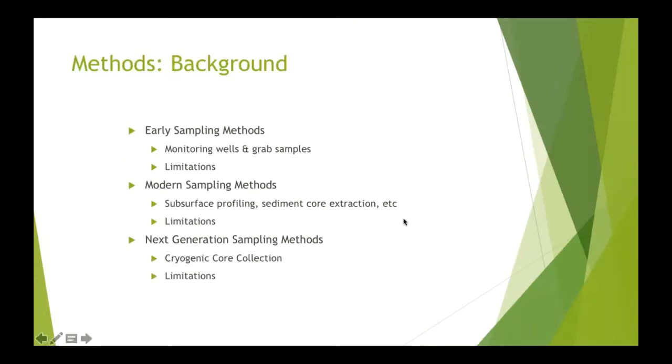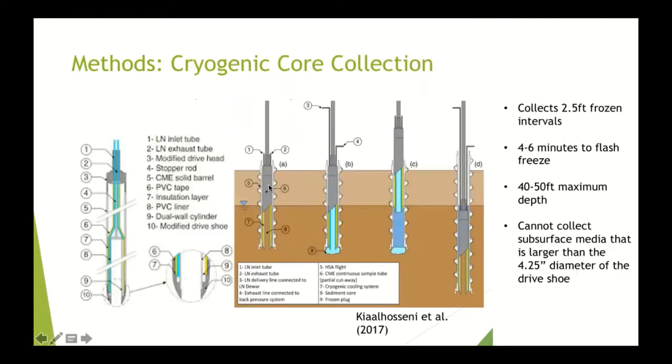A quick background. Borehole sampling through early methods was essentially single sampling from monitoring wells with grab samples. Resolution was in meters or more, which really isn't enough. Modern methods like subsurface profiling and core extraction have allowed for continuous resolution, but have limitations. For example, profiling a borehole is done after modifying the subsurface media through drilling, and sediment core extraction has pore fluids drained from gravity. Cryogenic core collection as a next generation technique looks to solve many previous problems, even with its own limitations. This is a figure that describes the basic process of cryogenic core collection.